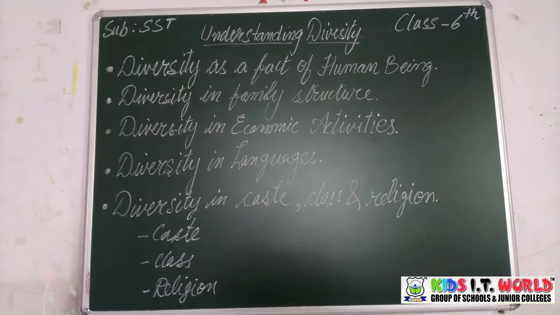Now you can see something written on the board. We will discuss point wise. Now the first point we have is diversity as a fact of human being. Man is a social animal. He lives in the society from birth to death. Man is a social animal because of his nature as well as necessity.